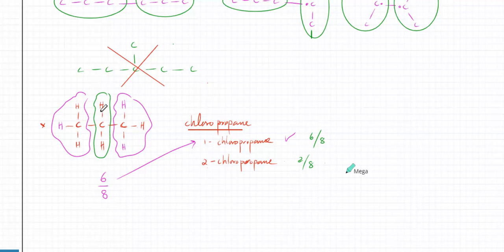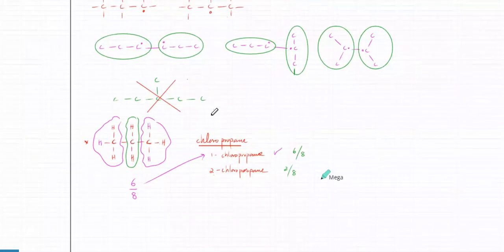And out of the eight, only the middle ones, if they get substituted, would you get two chloropropanes? So out of the eight hydrogens, only two of them, if they get substituted, would you get two chloropropanes? So that probability is going to be a lot lesser. You got a question like this on probabilities as well in the past paper. So just remember a few tips on this.